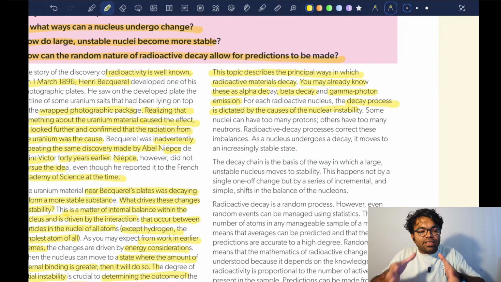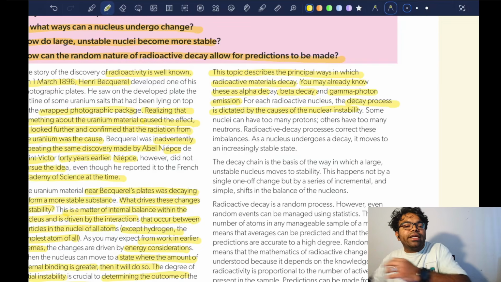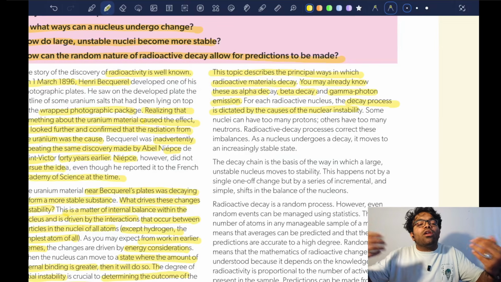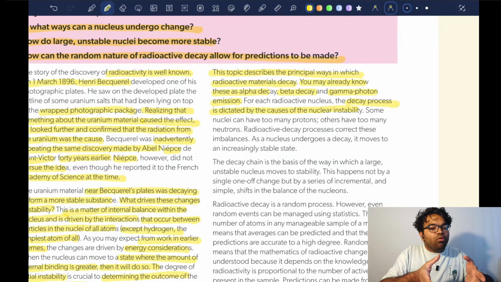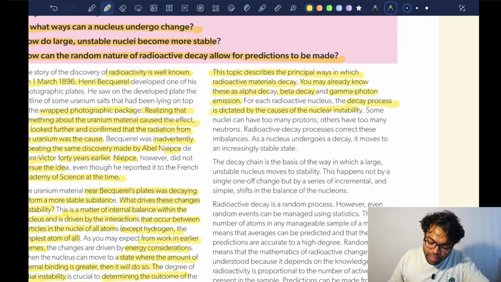A healthy, stable nucleus would have a longer radioactive decay time. It will decay into other elements, but it will take a longer time. But an unstable element would decay much sooner. Clear? Some nuclei can have too many protons, others have too many neutrons. The radioactive decay process corrects these imbalances.